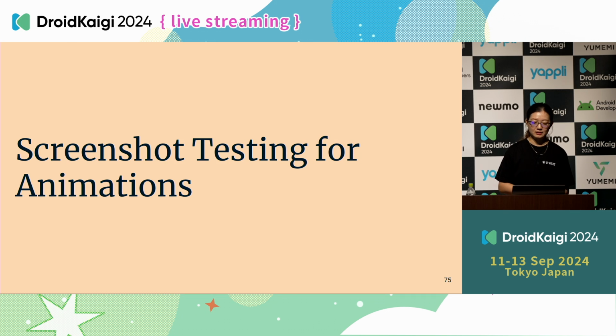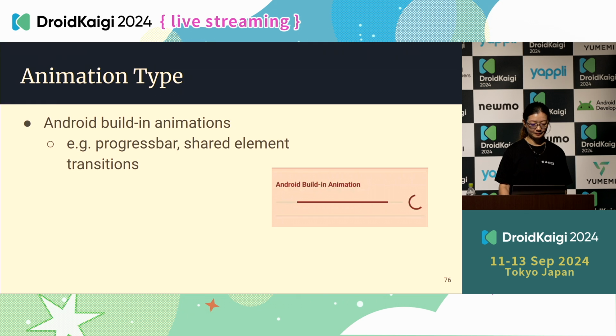So then, as an important part of animations for modern Android developers, let's discuss how to do screenshot testing for animations. Firstly, let's recap the different types of animations that we generally encounter in our development. The first is Android built-in animations. These include default animations like progress bars and shared element transitions.